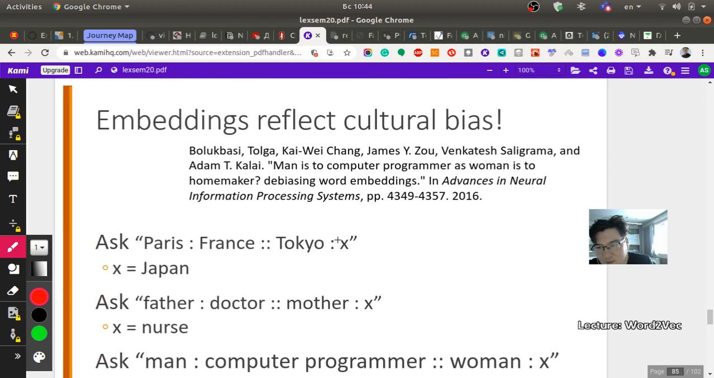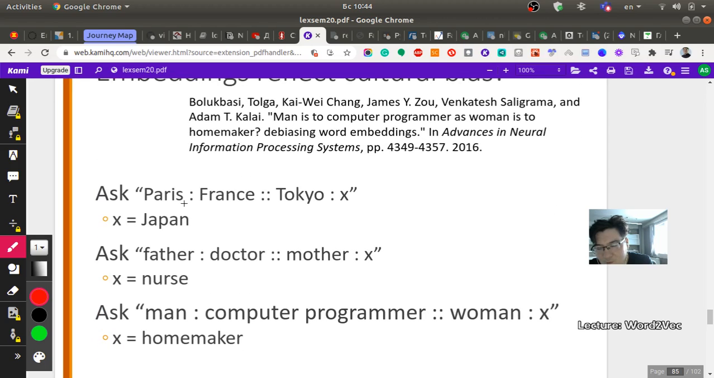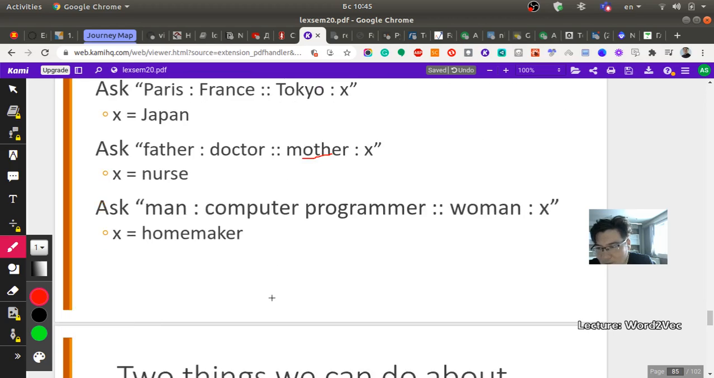Also, it can give a cultural bias. For example, Paris, France, Tokyo, Japan. Actually, it's not Japan, but Kyoto. Father, doctor, mother, nurse. So for example, it's like mother cannot be doctor, something like this. Man, computer programmer, woman, homemaker, and something like this.